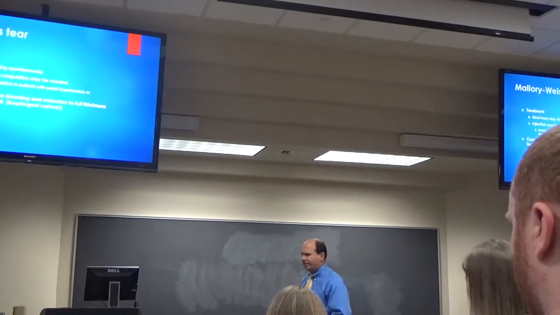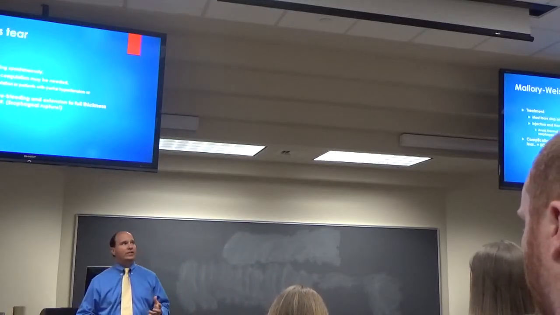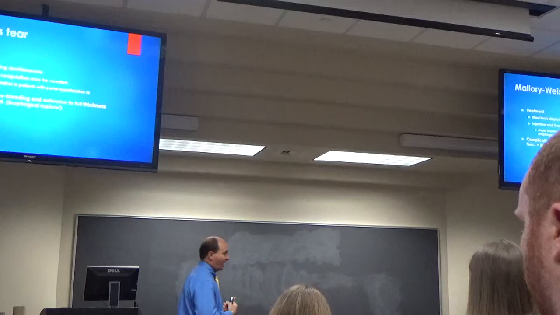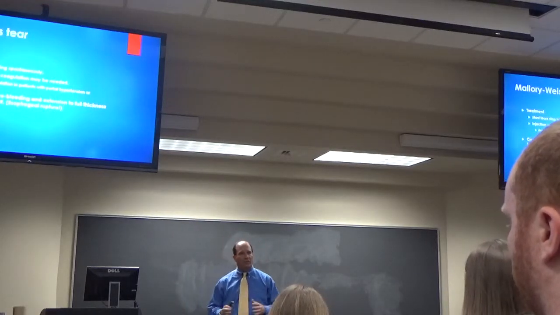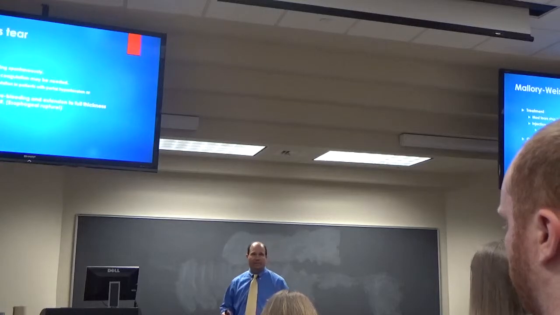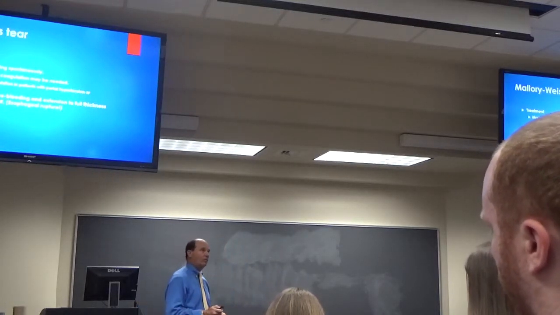And the most worrisome one is extension. So if you have an alcoholic that continues to drink, somebody on Antabuse, things like that, and they continue to vomit, they can rip right on through. That's called a Boerhaave's tear. Boerhaave's tear is a full thickness tear. That's bad. You're essentially swallowing out into your mediastinum or into your epigastrium. That's bad.